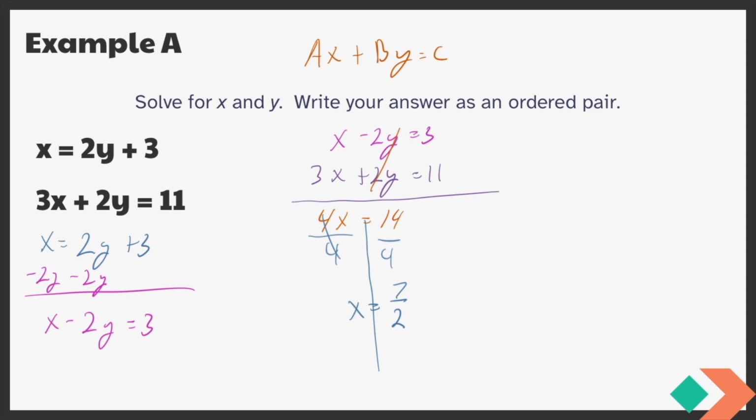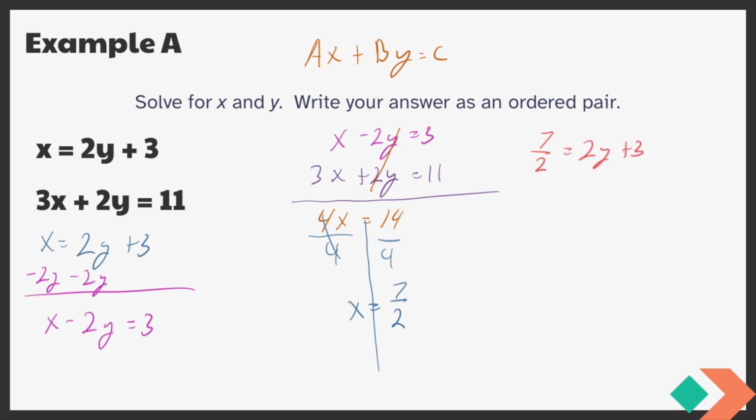All right, so now we need to plug that answer back in. We know that x is one of the numbers in our ordered pair. So we're going to substitute that into either one of my original equations. Either one, I'm going to choose the one up top. All right, so I'm going to go with 7 halves equals 2y plus 3.